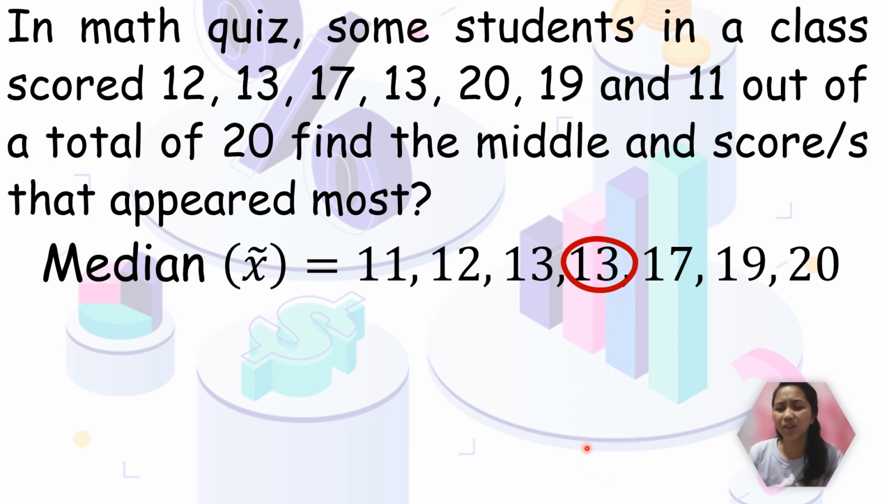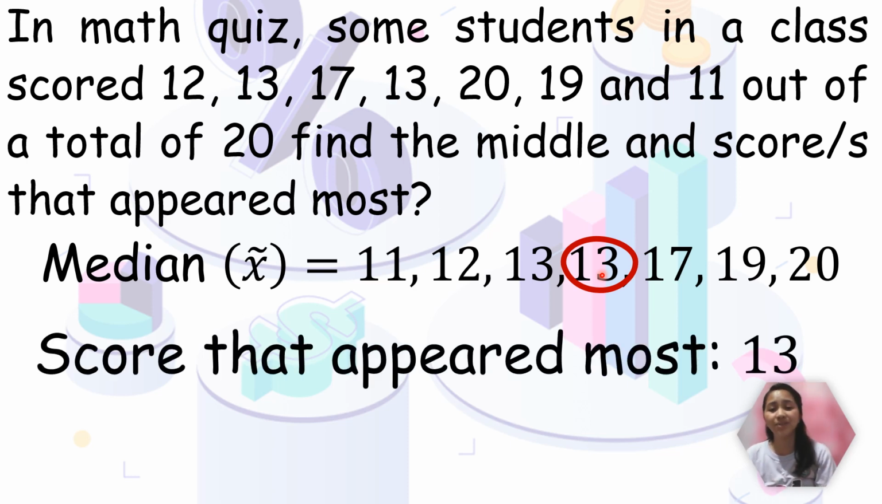Okay lang na wag tayong gumamit ng n over 2 kung kakaunti yung binigay sa ating set of data. Pwede tayong magbilang from left to right or right to left kung kakaunti. Pero kung madami na tong given set of data, napaka-inappropriate na ganun yung gagawin natin at saka matatagalan tayo kung ganun ang way natin in terms of finding median. Why not use the formula n over 2?